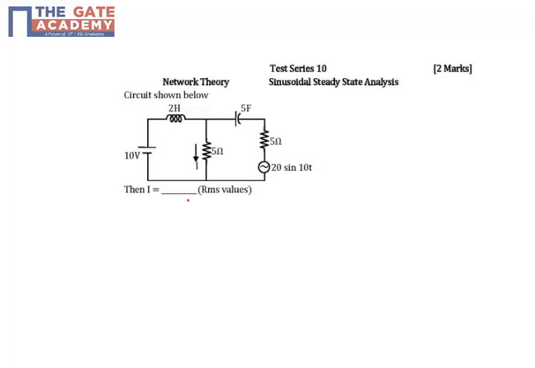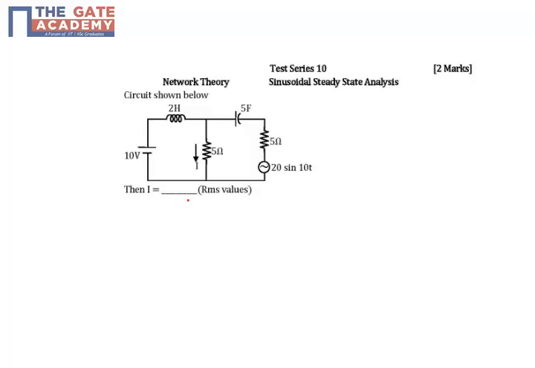In this question, we have to determine the RMS value of current. We have two sources here: one is a DC source of 10 volts and the other is an AC source of 20 sin 10t. In order to determine the current across the 5 ohms resistor, we have to use the superposition principle. This has to be done every time we have two sources having different frequencies.